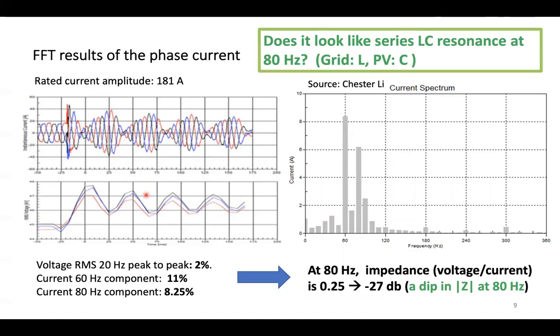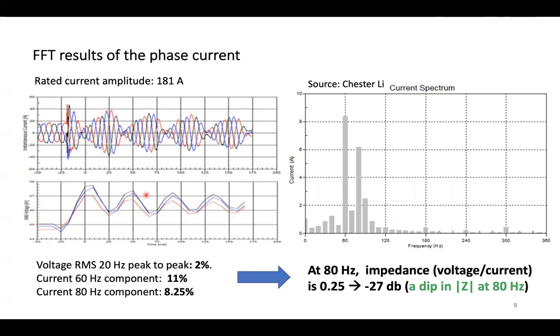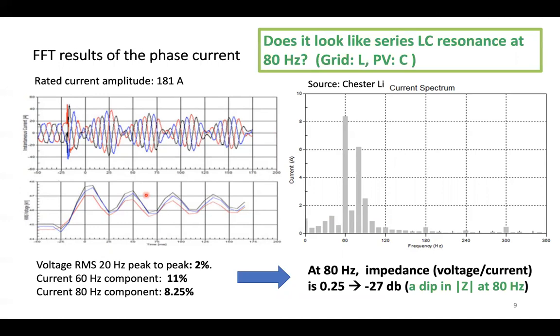Does it look like a series LC resonance at 80 Hertz with grid being L and PV being C? If we have certain experience of series LC resonance, we think, yeah, it does look like this, especially at 80 Hertz, where we can even calculate the approximate impedance, which is 0.25, seems like minus 27. So there's a dip again. You can expect that if we plot the impedance of the entire network, you can see a dip at 80 Hertz, right? So with all this information, that is the second case.